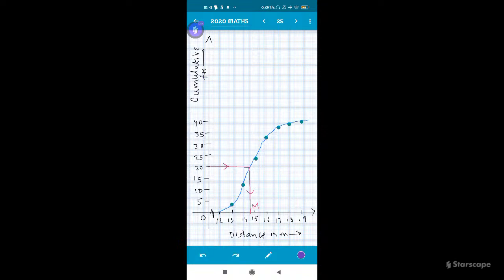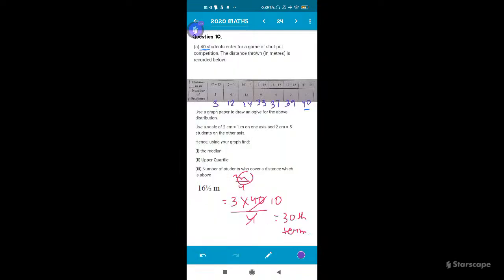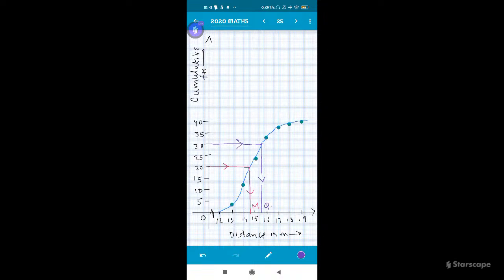So we are drawing a straight line from 30 to the graph, and from that point we are now going to draw a vertical line to the x-axis. So this is the point where the upper quartile will lie. What is the value of this point? It will be a little more than 15.5, so I'm taking it as 15.6. Okay, so 15.6 is your upper quartile, and the median was 14.7. Over here you can mention it as Q3 or Q1, whatever you want, or also mention it as Q, just to make it identifiable for the examiner.